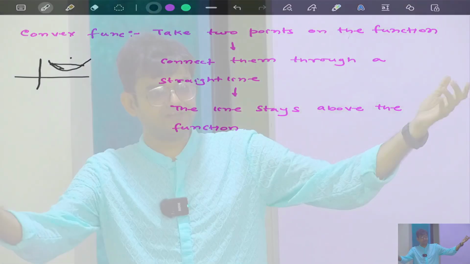No. The function is what is on the black line. You have taken 2 points, right? So there is a curve that is connecting those two points. That is your curve portion. What is the point of taking points that are not in those two points? Okay. So the line always stays above the curve.